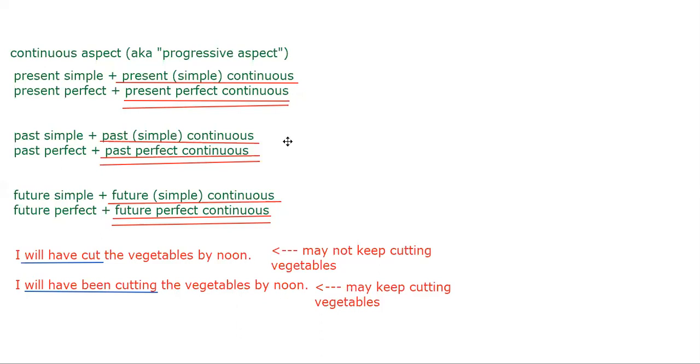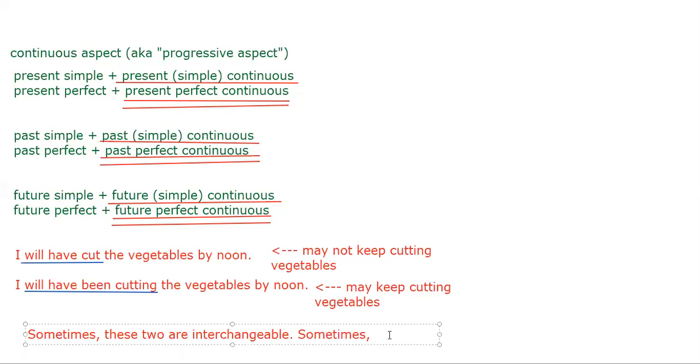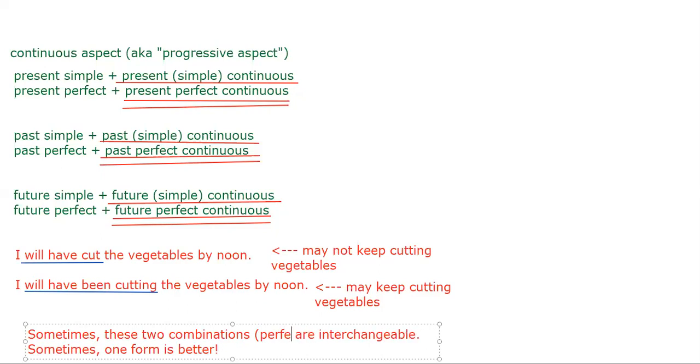So I should say that sometimes these two are interchangeable. Sometimes these two combinations, and it's really any tense, really. So past, present, future. So sometimes these two combinations, that is perfect and perfect continuous.